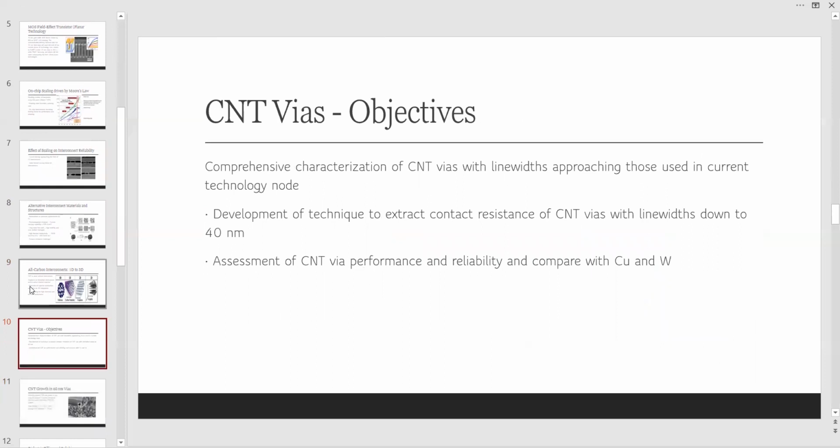CNT via objectives. Comprehensive characterization of CNT vias with line widths approaching those used in current technology nodes, development of a technique to extract contact resistance of CNT wires with line widths down to 40 nm, assessment of CNT wire performance and reliability and comparison with Cu and W.